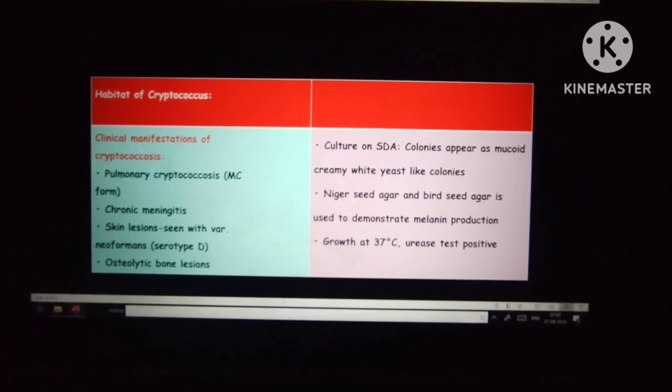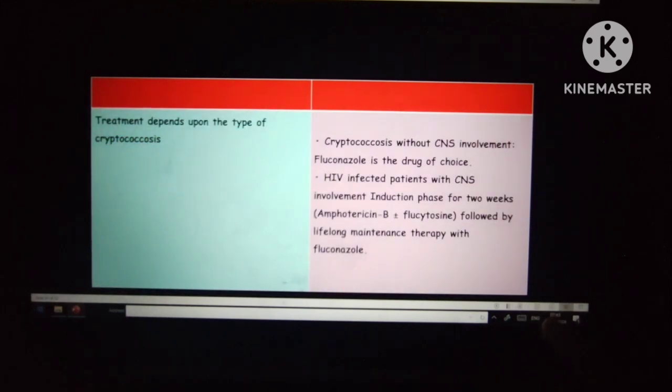So here Niger seed agar or bird seed agar usually produces melanin production, and it will grow at 37 degrees Celsius and urease will be positive. Okay, so here you want to remember this point, that is Niger seed agar and the birdseed agar.